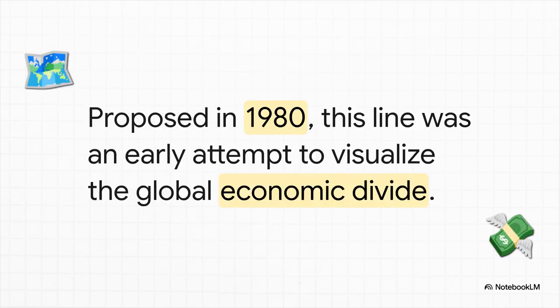One of the first attempts to really show this divide was something called the Brandt line, way back in 1980. It was a simple idea. Just draw a conceptual line across a map of the world, separating the rich north from the poor south. The world's definitely more complicated now, but that image really captured the stark reality of the time.